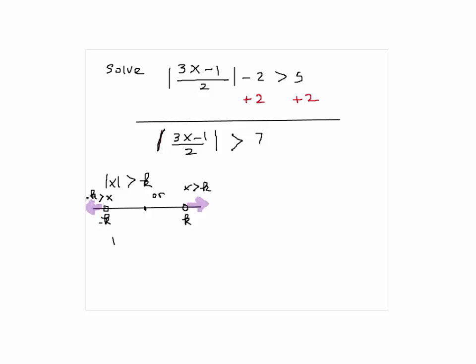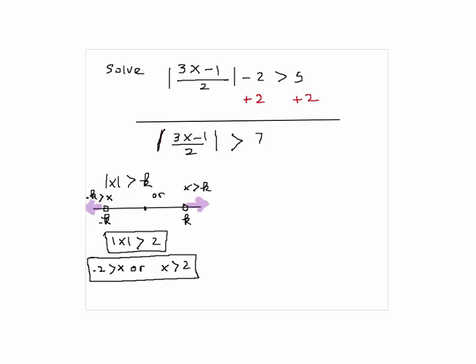So in other words, if I have absolute value of x is greater than, let's say, 2, that means all the x that are less than negative 2, or all the numbers that are greater than 2. So you see this one here, we have an inequality in absolute value. We're translating it into an inequality without absolute value.